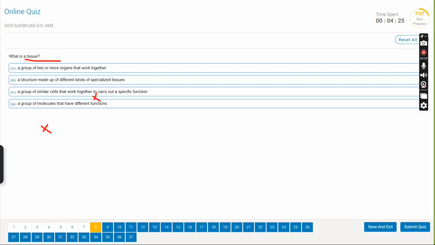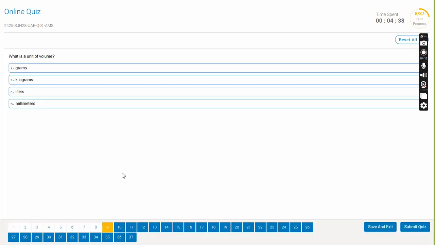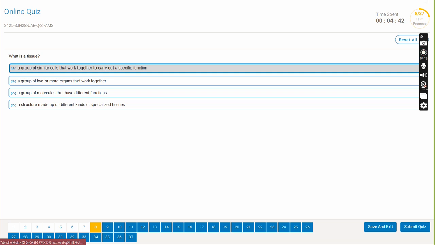The next one. Here, what is a tissue? Remember, your heart has tissue. Your eyes have tissue. What is that? They are a group of similar cells that work together to carry out a specific function. So let's go to the next one. There are a number of cells in your body. For example, some are producing energy. All of these cells that produce energy are specialized in producing energy. All of these grouped together will form a tissue.